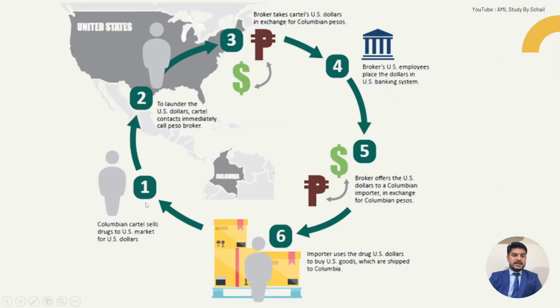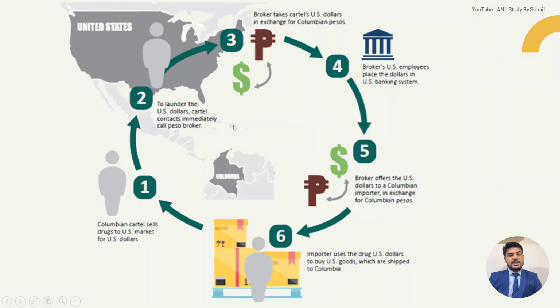Okay, come here. First step: the Colombian cartel sells drugs to the US market for US dollars. Actually, they are drug dealers. They sell their drugs for dollars. Once they get the dollars, they want to send this money back to Colombia. How do they send it? They follow this process. They launder the US dollars.